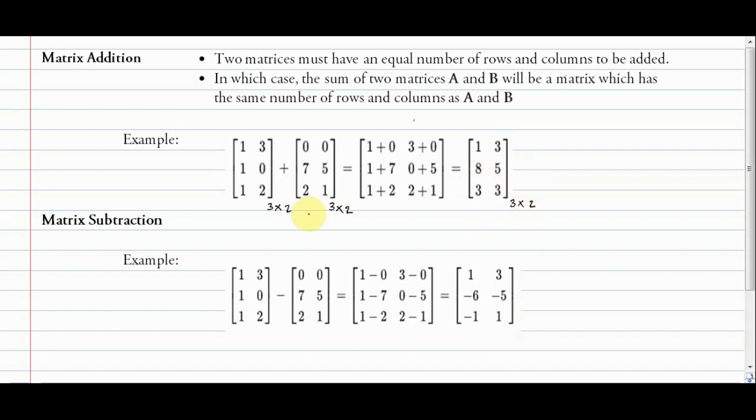Okay. Now matrix subtraction is the same as matrix addition. The only difference is that the operation that takes place is subtraction. So here also the order must be the same, and the resulting matrix will also have the same order as that of the matrices undergoing the subtraction process. Okay, now let's move on to matrix multiplication.